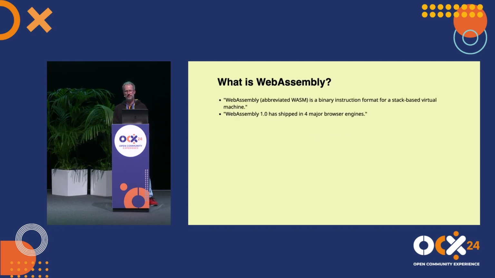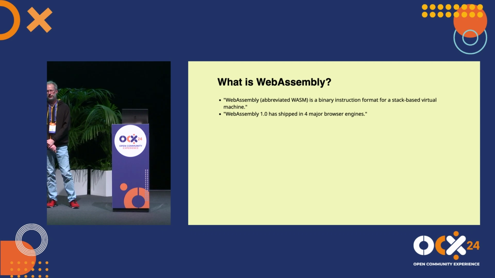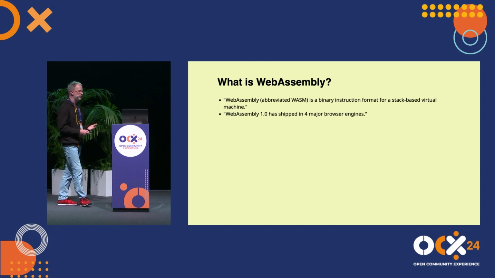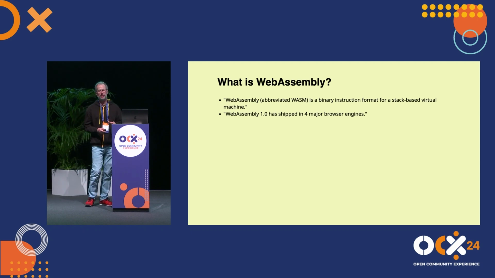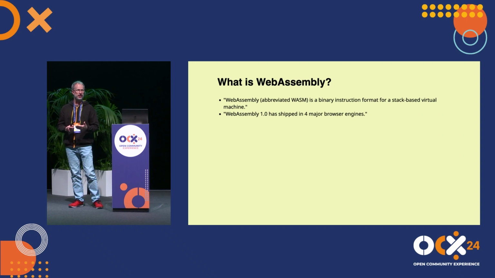So, WebAssembly. These are quotes from the WebAssembly homepage. WebAssembly is abbreviated WASM sometimes, is a binary instruction format for a stack-based virtual machine. So, what does it mean comparing that to the JavaScript world? So, in JavaScript, what happens when you have the browser? You basically transfer a JavaScript source file to the browser. The browser takes that, parses that, and then starts interpreting the instructions that it parsed and compiled on the browser side.